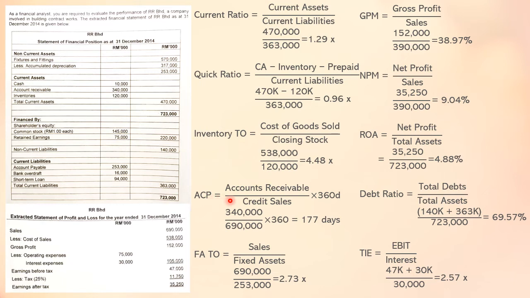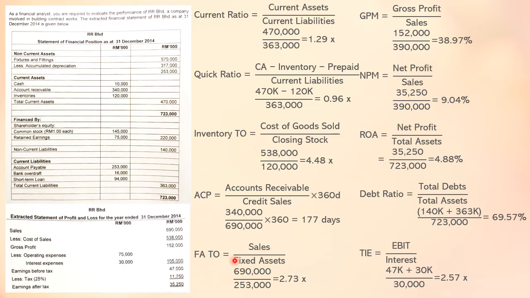For ACP, the formula is accounts receivable divided by credit sales. So you take the accounts receivable here, 340,000, divided by credit sales. There is no information given to you as to whether the sales here consists of cash sales or not. So we assume the whole 690,000 is credit sales. Times 360 days, the ACP is 177 days, which is quite long for you to maintain your debtors.